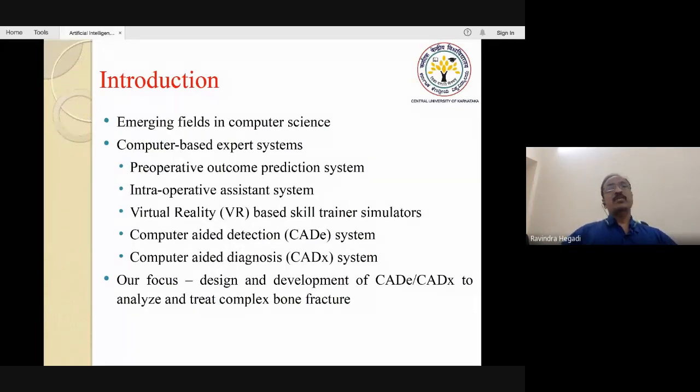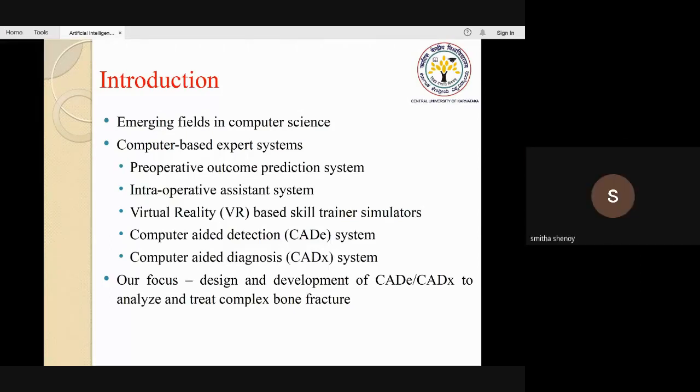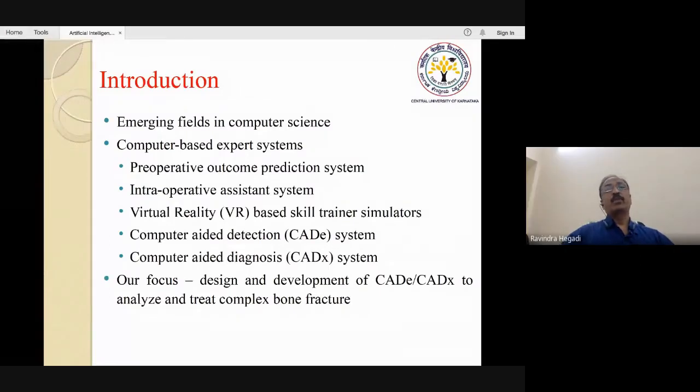So the expectation of the healthcare society from the computer scientists and also engineers, engineers meaning the hardware developers. See, only software development is not the field. Even the hardware development field is also associated with it. So what is actually expected from them towards the development of the simulators? What they expect is the pre-operative outcome prediction system.